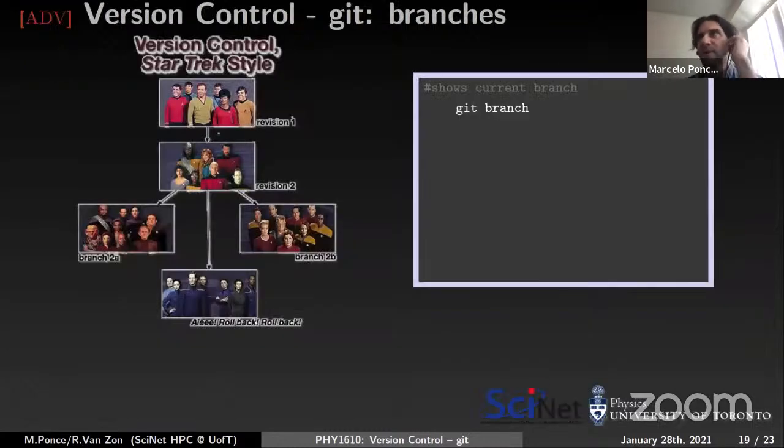I mentioned branches very quickly, and then I will stop for a second for questions, and then maybe we have the chance to do a quick demo on the cluster. Branches are a really, really nice way of having parallel developments going on. And this is very, very well suited for code development in particular.